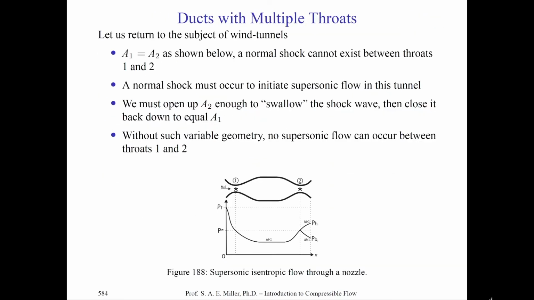So therefore, A2 must be opened up to be larger to be able to push the shock wave through the second area and not re-choke the throat. You'll see, without such a variable area geometry, it will be completely impossible to have supersonic flow through the whole test section. And so we need, indeed, a very large area at 2 to push the shock through it. This pushing of the shock through the second throat is called swallowing.